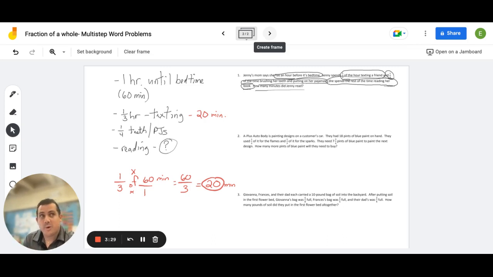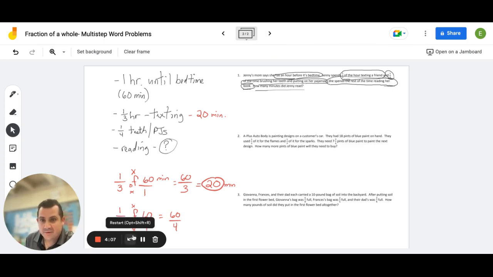Now I have to find out what 1/4 of the hour was for brushing teeth and putting on pajamas. So right underneath, I'm just going to write 1/4 of 60. Okay, what is 1/4 of 60? Well, I could do the same thing. That's 1/4 of an hour. Some of us using our benchmark times will know what 1/4 of an hour is. If we don't, we can multiply it across and do 1 times 60 is 60. 4 times 1 is 4. 60 divided by 4.